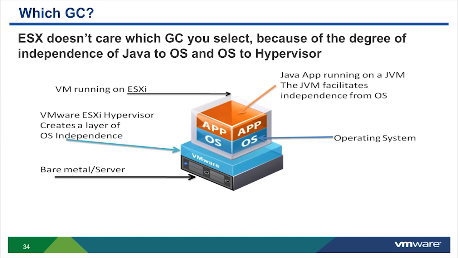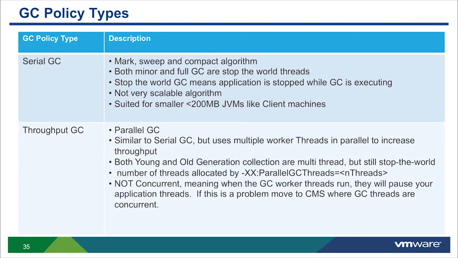If you look at GC types, and I'm focusing on HotSpot here, and later on I'll show you some of the IBM J9 GC policies, you've got really 4 types. You've got the serial GC, the throughput GC, and on the next slide you've got the concurrent GC and the G1.